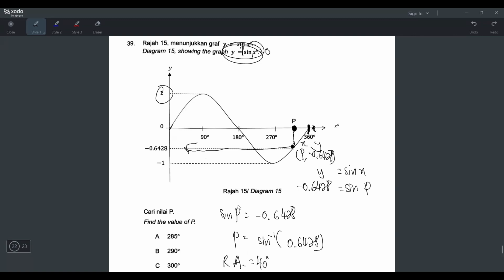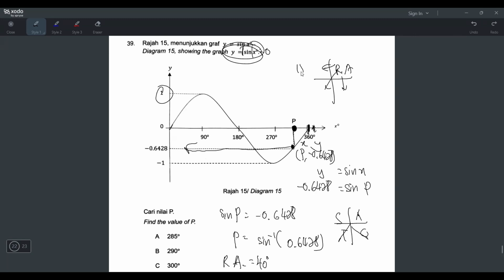RA means reference angle. Now you have to check the quadrant. Sine bernilai negative. So add sugar to coffee. So sine bernilai negative. Kalau sine positive, quadrant 1 and quadrant 2. Sine negative must be quadrant 3, quadrant 4. Tapi macam mana nak convert reference angle jadi quadrant 2, quadrant 3, quadrant 4?